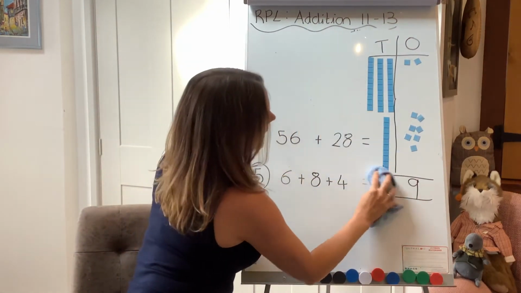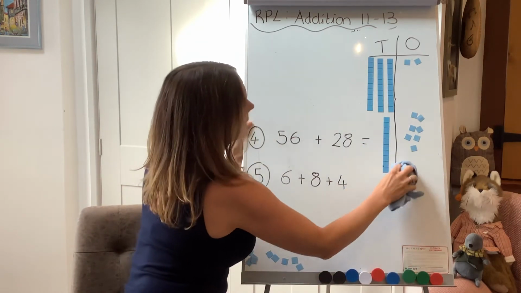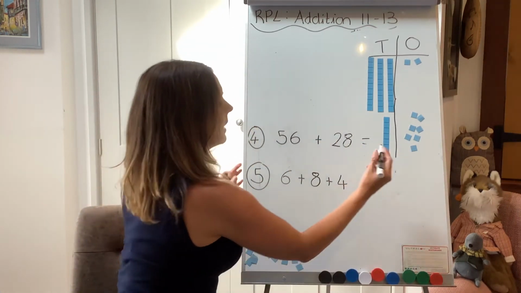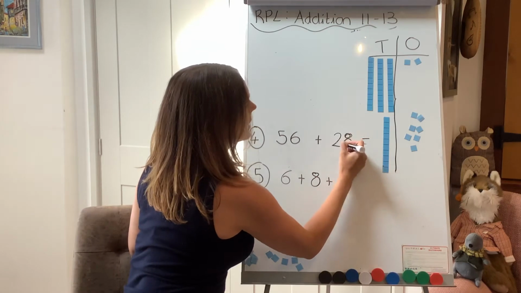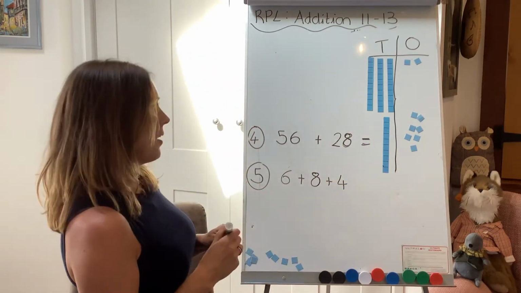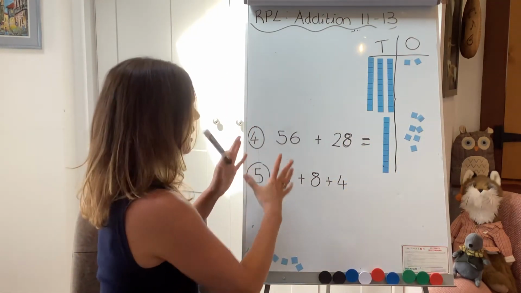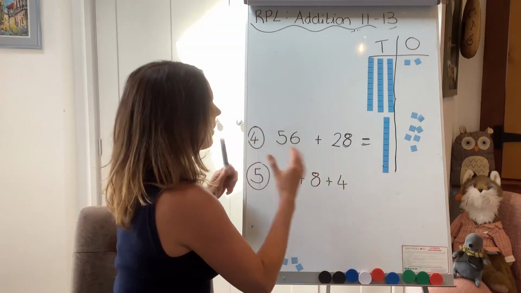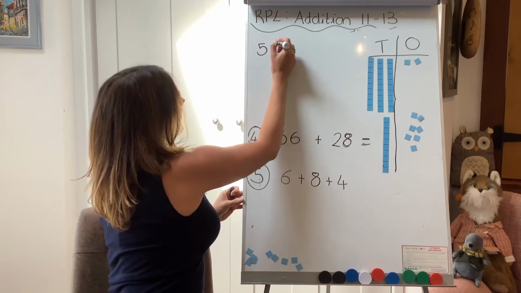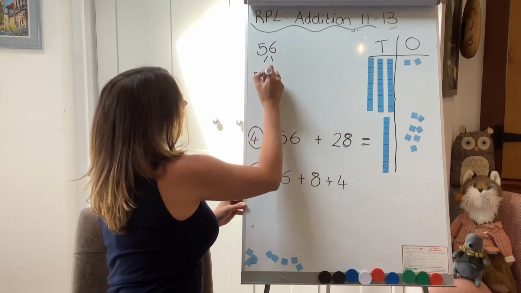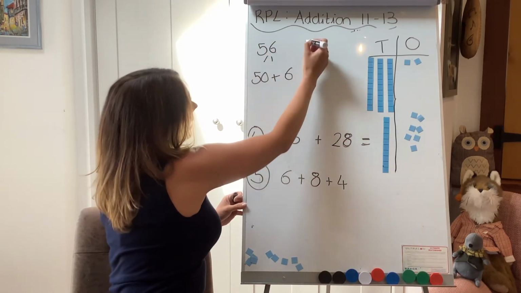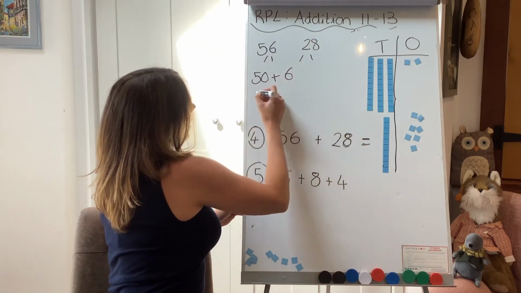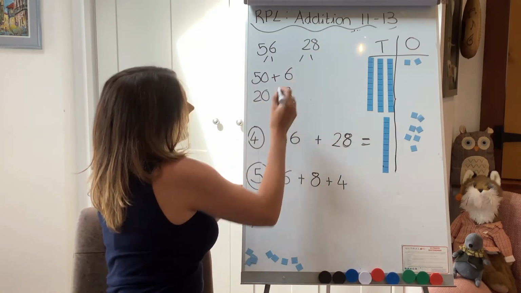Okay, the next thing we did, we looked at adding 2 two-digit numbers together, but where we need an exchange. So we're going to partition them first. We've got 56 and 28. So we're going to have 56 partitioned into 50 and 6, and 28 partitioned into 20 and 8.